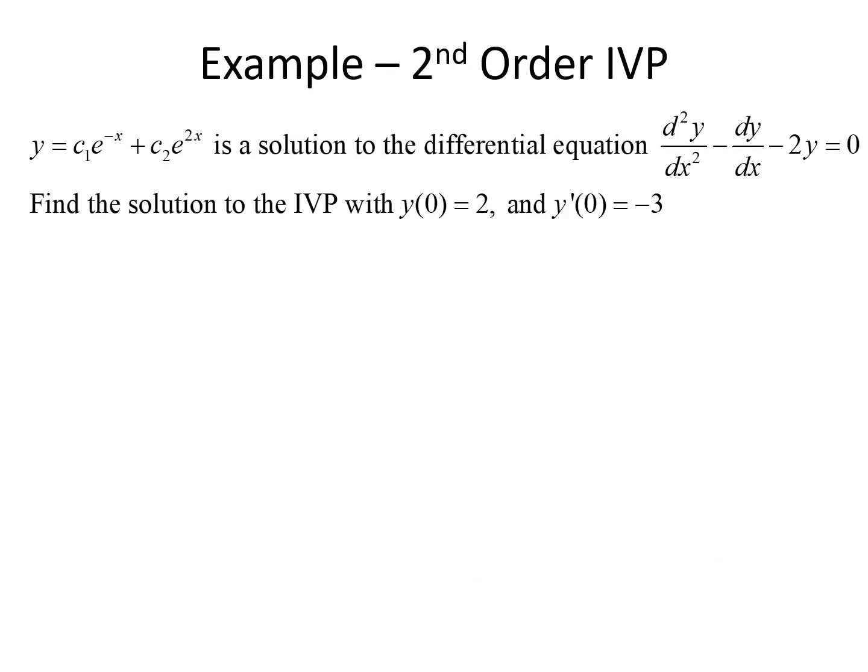Let's do one more example with initial value problems. This time we're looking at a second order initial value problem. So they say y is equal to c1 e to the minus x plus c2 e to the 2x is a solution to the differential equation, the second derivative of y with respect to x minus the first derivative of y with respect to x minus 2y is equal to 0. And they want us to find the solution to the initial value problem if y of 0 equals 2 and y prime of 0 equals negative 3.